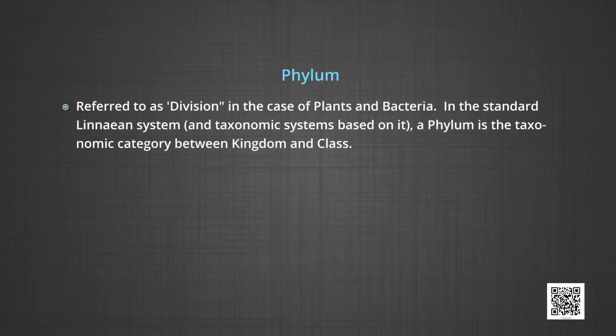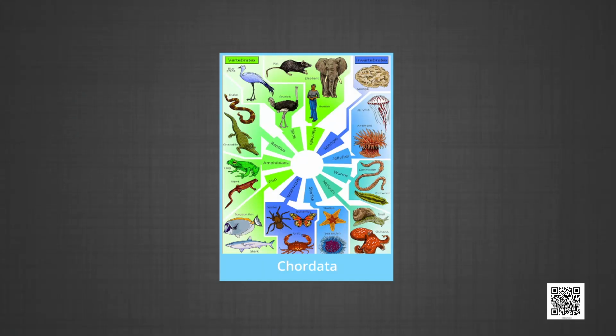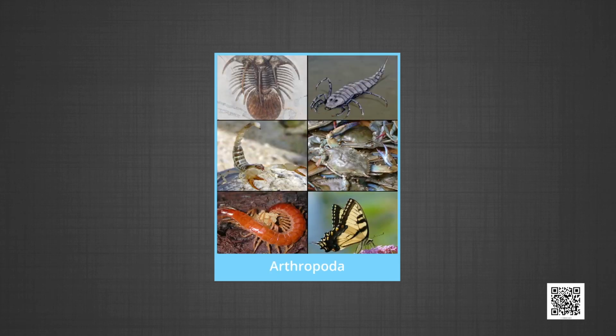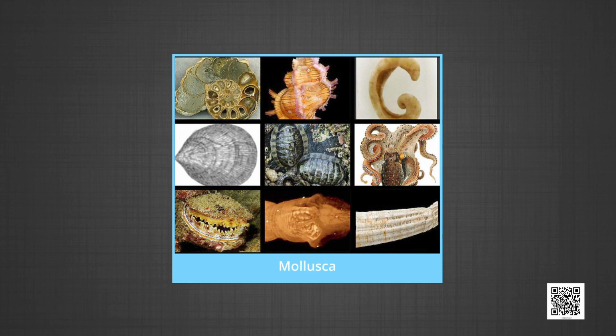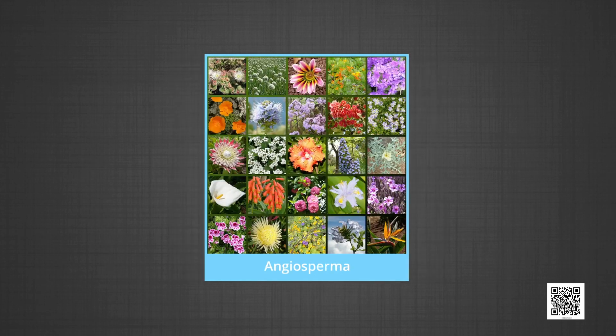Phylum, referred to as division in the case of plants and bacteria. In the standard Linnaean system, a phylum is the taxonomic category between kingdom and class. A phylum is a major ranking of organisms defined according to the most basic body parts shared by that group. Example, chordates, animals with notochord and vertebrate. Arthropoda, animals with jointed pair of legs and exoskeleton. Mollusca, animals with shell-secreting mantle. Angiosperms, the flowering plants, and so on.